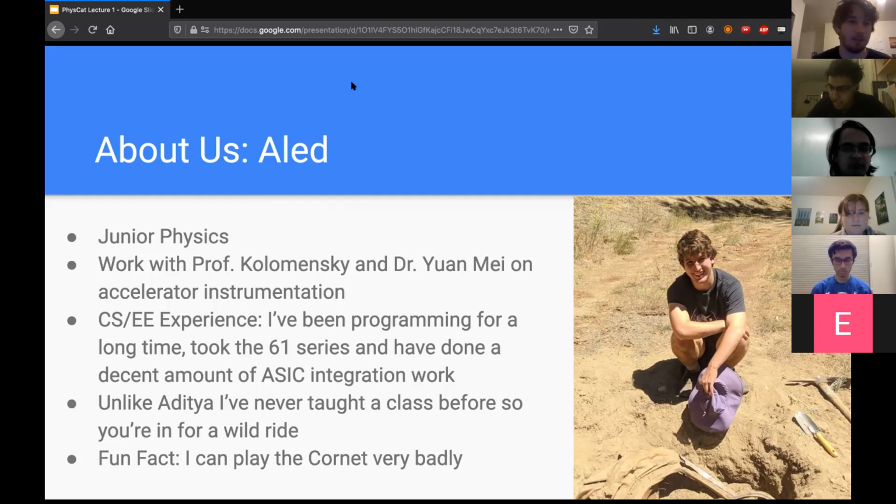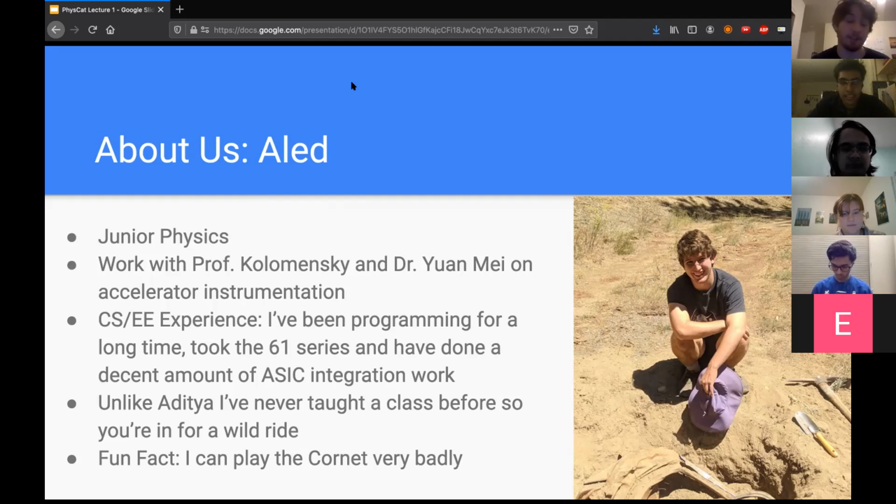I also have a lot of experience working at the low level with computers, partially just because I find it fun. So I've done some work actually designing integrated circuits in a couple different places. I find that stuff really cool, so if you ever have questions about that, feel free to @ me on Discord. I can talk for hours about that type of thing. Unlike Aditya, I've never taught anything before. So the first half of this semester is going to be an adventure for both of us. So hopefully you'll enjoy that.